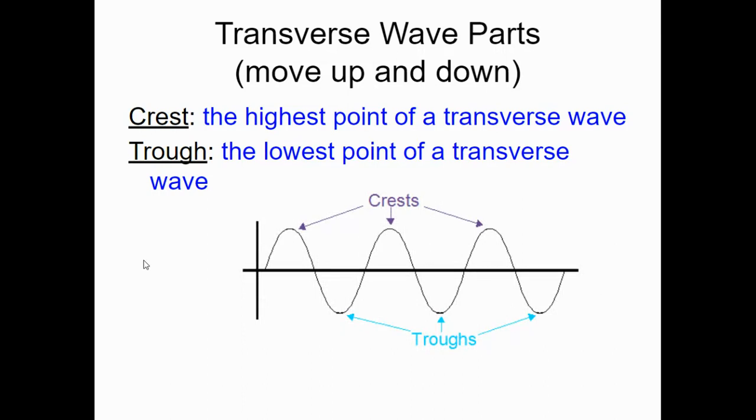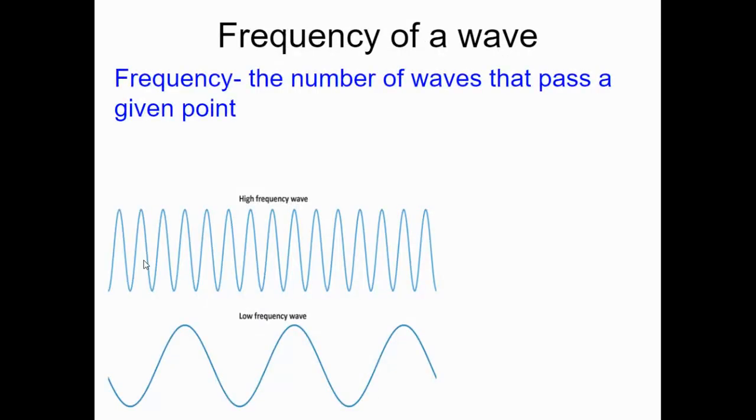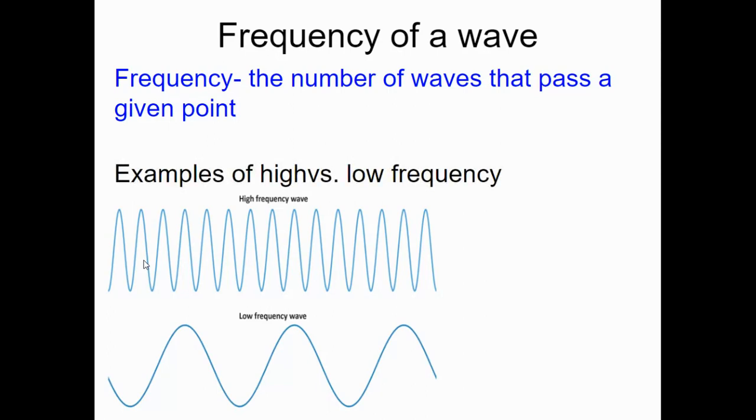In the image, in your notes, you can go ahead and label those, but you also need to write the definitions down. The frequency of a wave. Frequency, and you'll write this in your notes, the number of waves that pass a given point. And these are examples of high versus low frequency. You'll need to draw these in your notebook and label them.